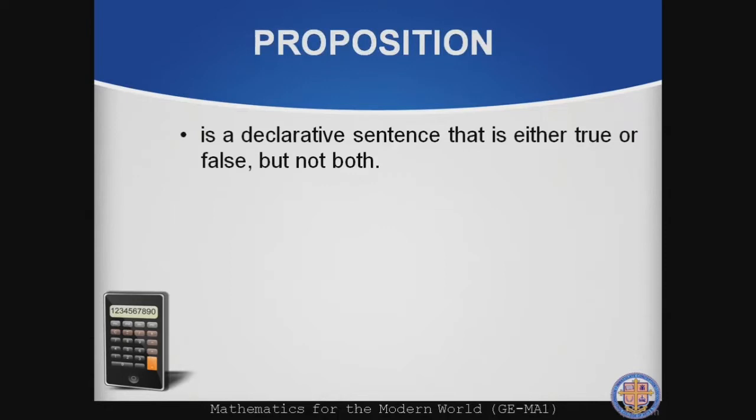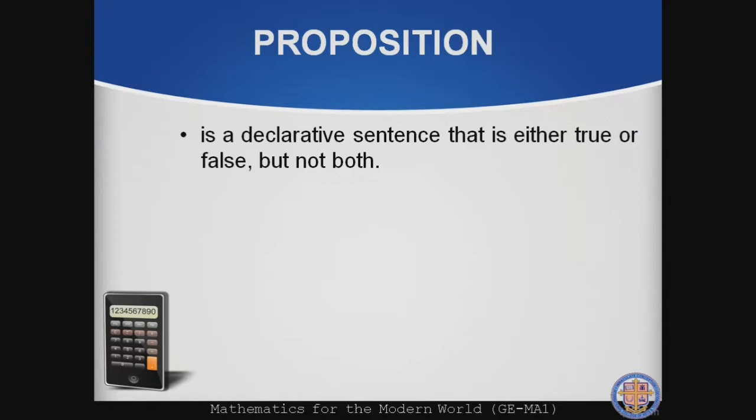So to distinguish a proposition, you should recall the 4 types of sentence. The declarative one, pasalaysay. Imperative, pautos. Interrogative, patanong. Exclamatory, padamdam. So a declarative sentence is a sentence that ends in a period, just a narrative, giving a statement in narrative form. Like, the current president of the Philippines is Rodrigo Duterte. That is a declarative sentence.